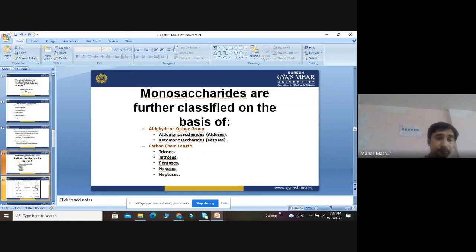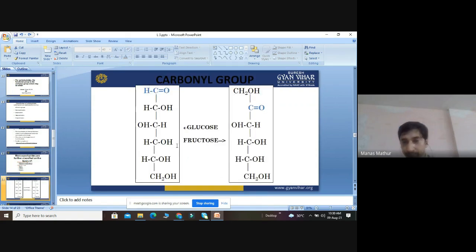Then we can see this figure. How many carbons are in the chain? 1, 2, 3, 4, 5, 6. So this is a 6 carbon chain. It has oxygen and hydroxyl groups. In this one, this group is there, aldehyde. In this figure, which group is there? Ketone. So this one, which has a 6 carbon chain and an aldehyde group, is called glucose. And this one, which has a ketone group, is called fructose.